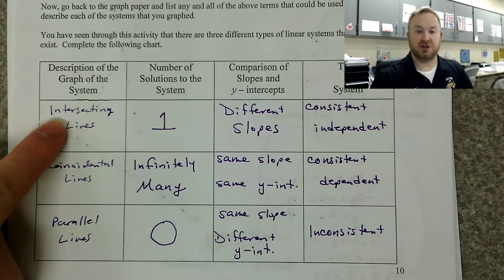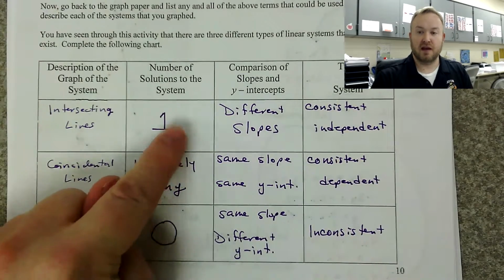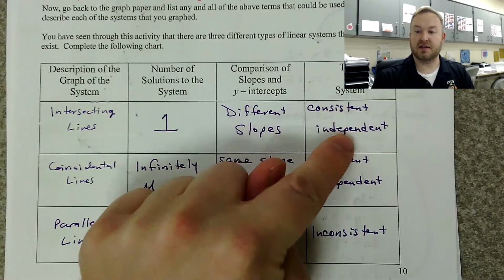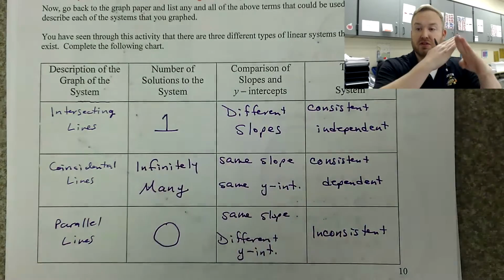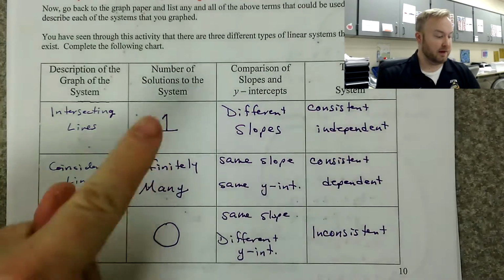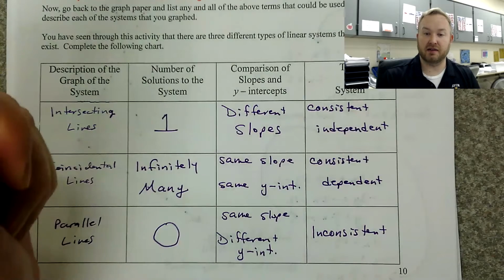The lines intersect. There's one solution. That system is called consistent and independent. Those lines must have different slopes. If they have different slopes, they're going to intersect. There will be one solution. That system is consistent and independent.